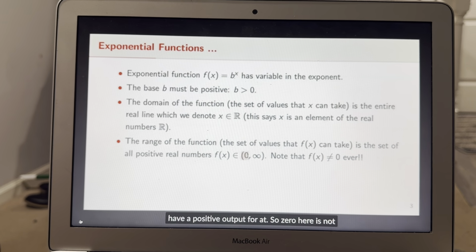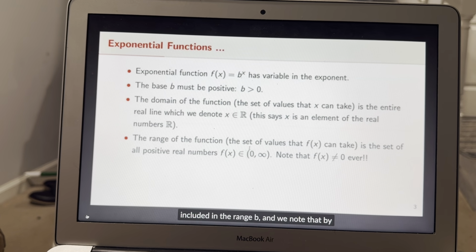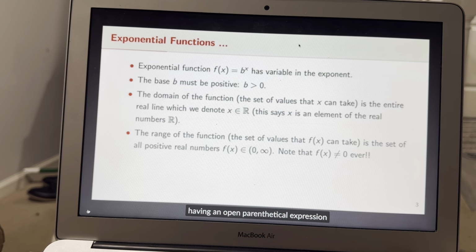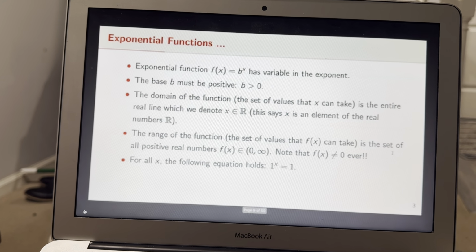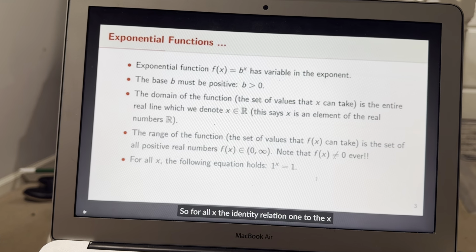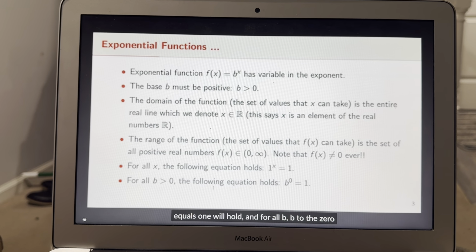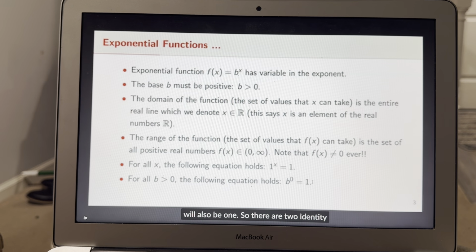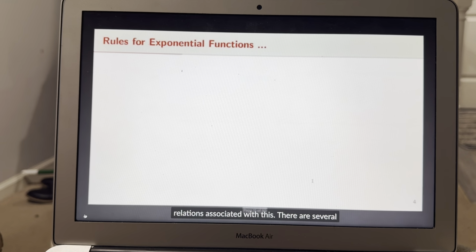So 0 here is not included in the range, and we note that by having an open parenthesis on the left. So for all x, the identity relation 1 to the x equals 1 will hold. And for all b, b to the 0 will also be 1. So there are two identity relations associated with this.